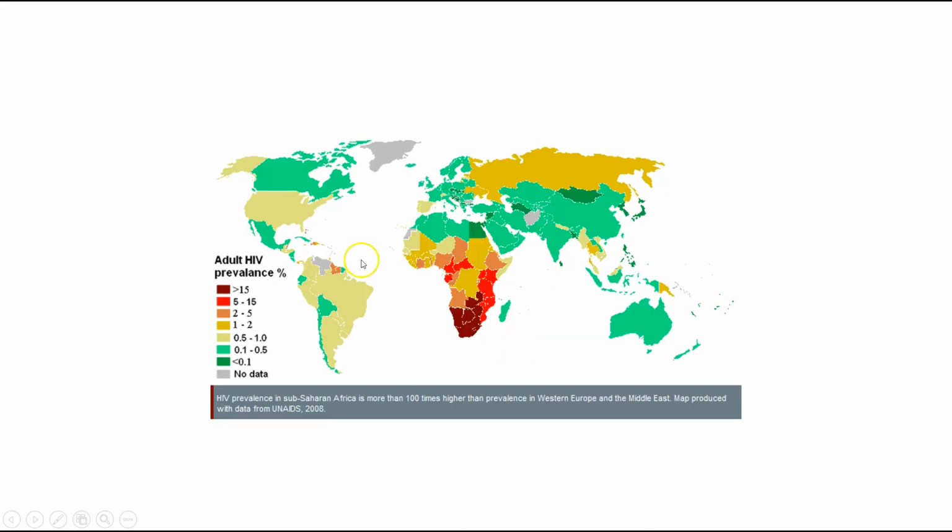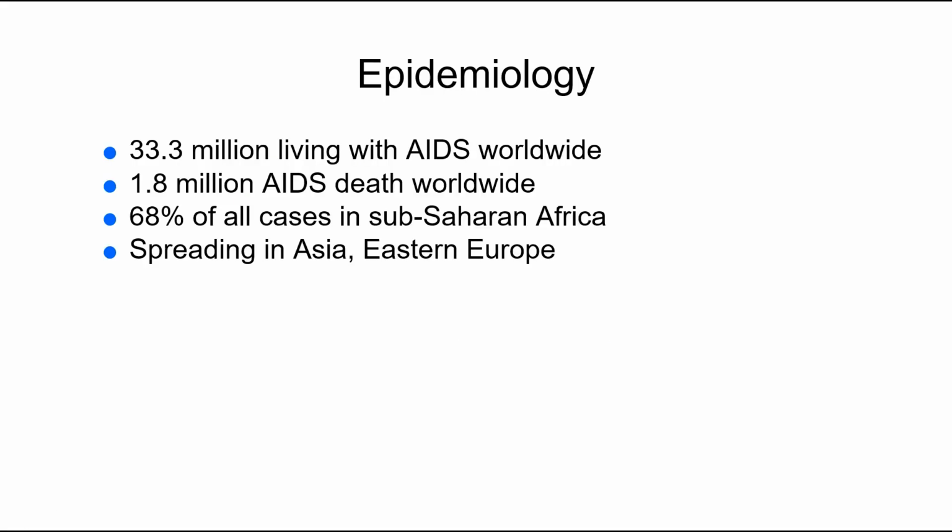Now, prevalence is highest in sub-Saharan Africa. That having been said, for a first world nation, America is not doing well in containing the spread of HIV. This may be a little bit out of date. I put this up, yeah, this is from 2008. But as a first world nation, America is horrifically behind in containing the spread of HIV.